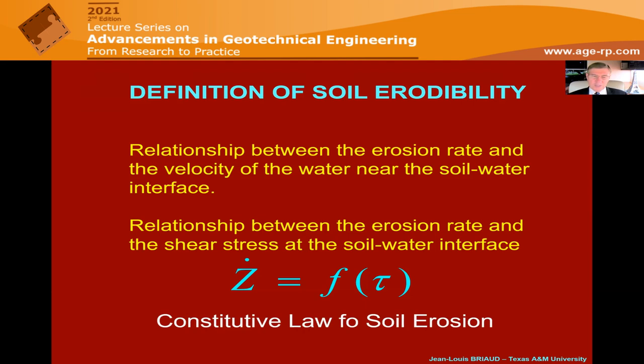So this is not very satisfactory. It's one that's relatively easy to understand, but from a scientific point of view, it's not a very satisfactory one. A better one is the second one here: the relationship between the erosion rate, how fast the erosion is taking place, and the shear stress at the soil-water interface. So we're going to take Z dot as the erosion rate and tau as the shear stress. This is the constitutive law for soil erosion, just like we have elasticity for deformation.